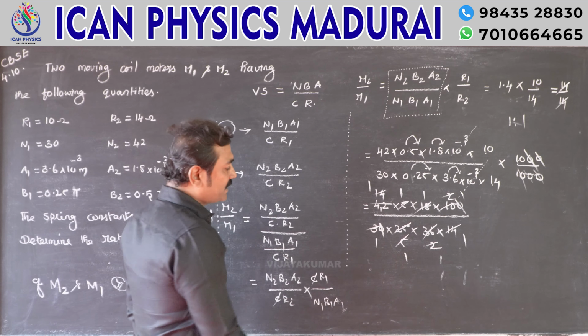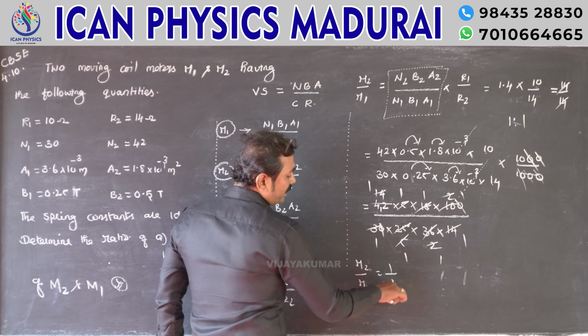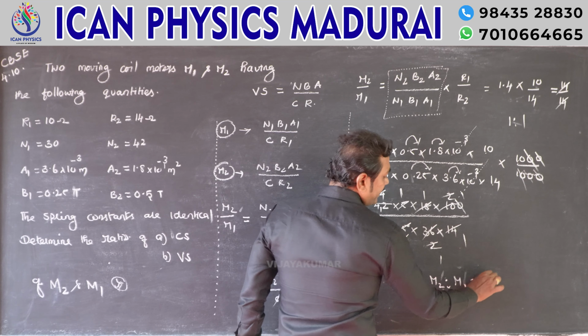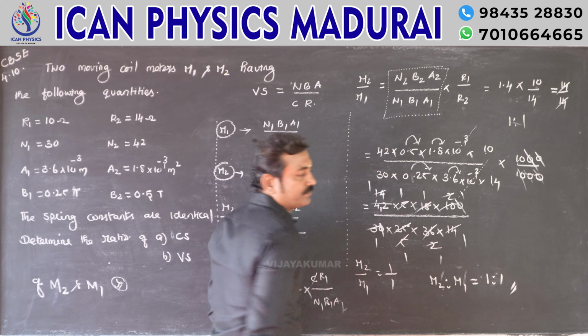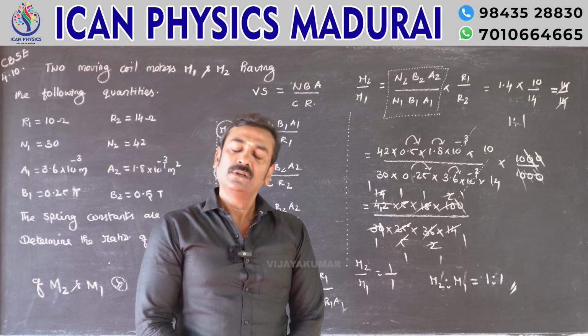Nearly all the terms are cancelled. So M2 by M1 equals 1 by 1, or otherwise, M2 is to M1 equals 1 is to 1. Do you get it now? Do you have any doubts? No doubts.